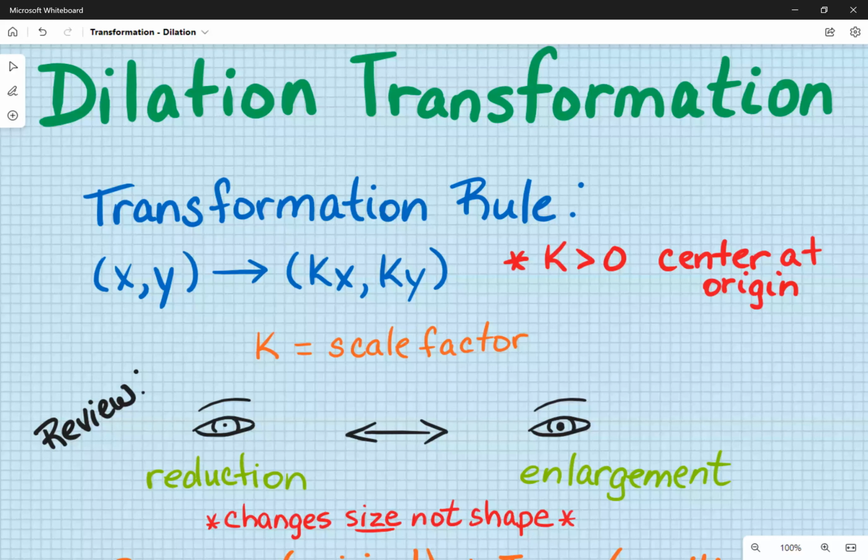On a previous video, I discussed congruent transformations. I talked about the translation, reflection, and rotation. This time I'm going to talk about dilation.